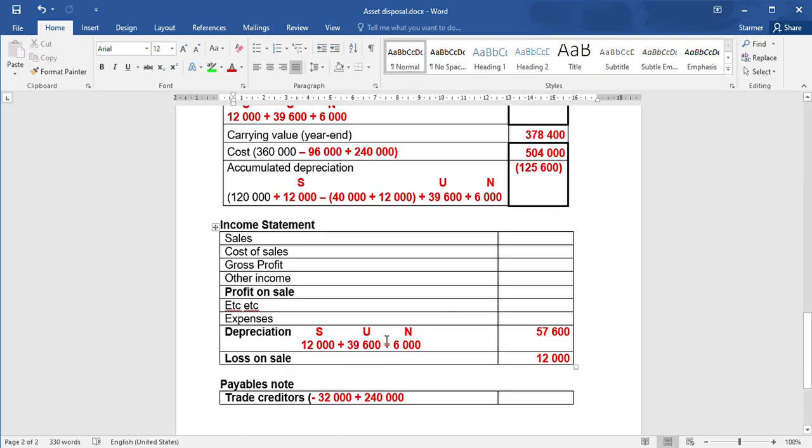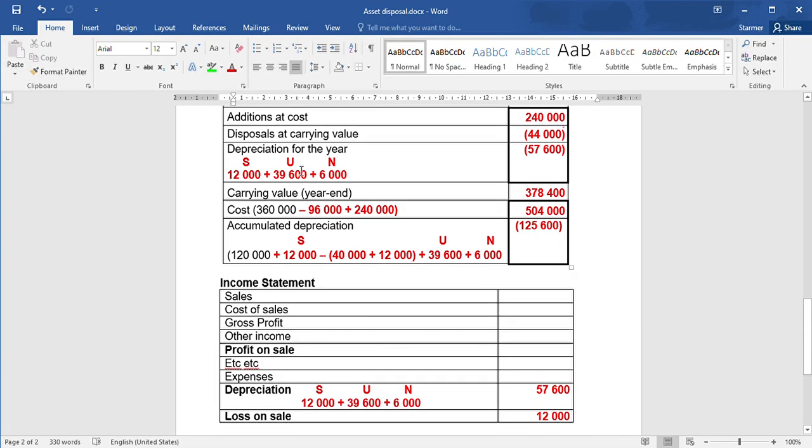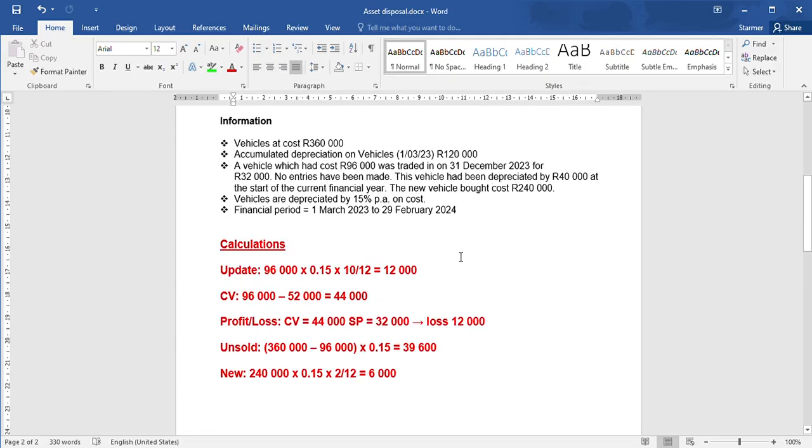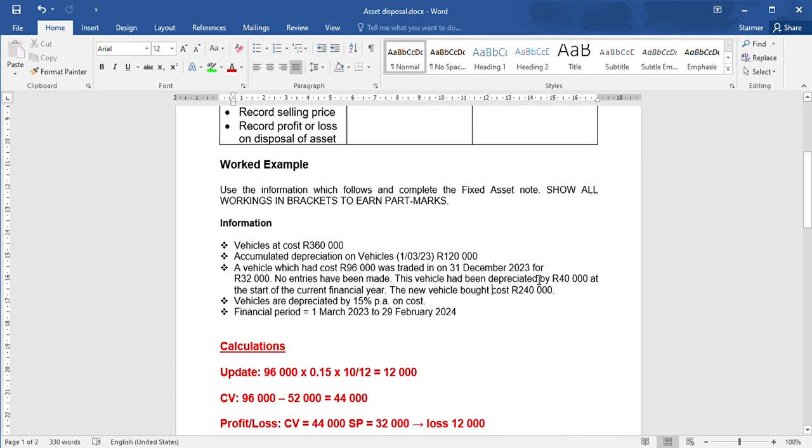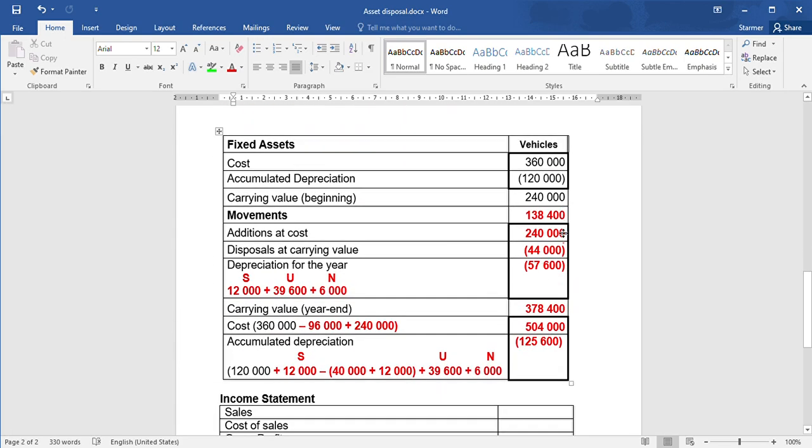Now you can fill in the letter U. The same goes in your fixed asset note for depreciation, and accumulated depreciation will increase as well. So there's your letter U. The last thing we need to worry about is the new asset that I've purchased. So I'm going to record the purchase first of all, and then I'm going to depreciate it for January and February. Alright, to record the purchase, that is an additional cost.